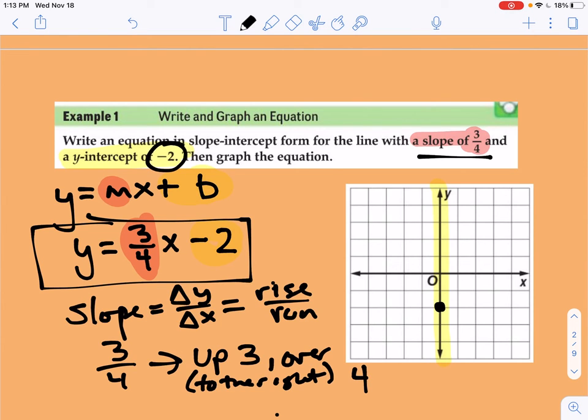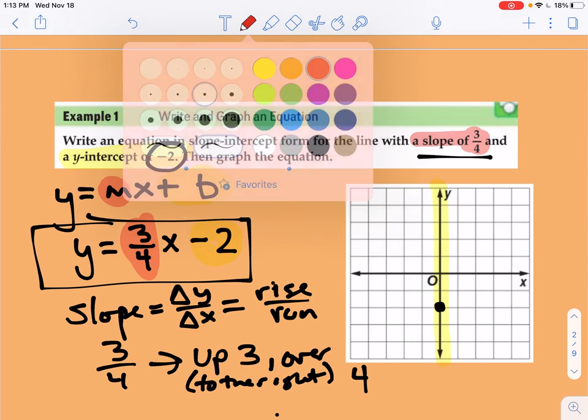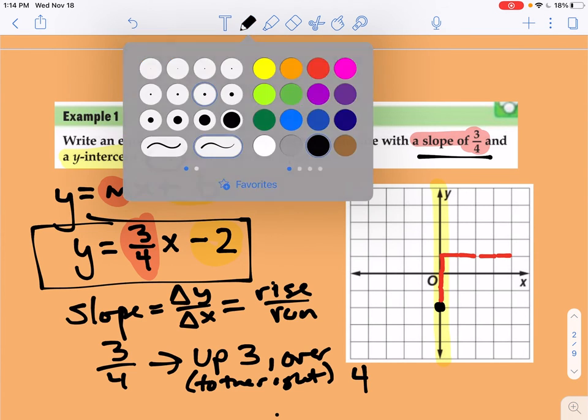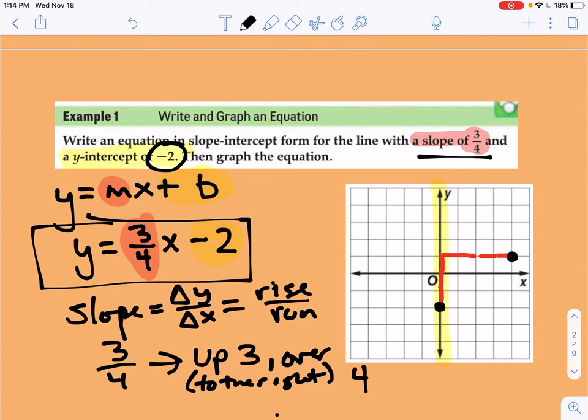So I'm going to start at my point that I just plotted, and I'm going to go up 3 units. So I'm going to go 1, 2, 3, and then I'm going to go over 4 units to the right. 1, 2, 3, 4, and then I'm going to plot my second point. Now that I have 2 points, I can connect these guys, and I have somewhat of a straight line. Make it take up as much of the graph as possible. Put your arrows on it, and you're good to go.